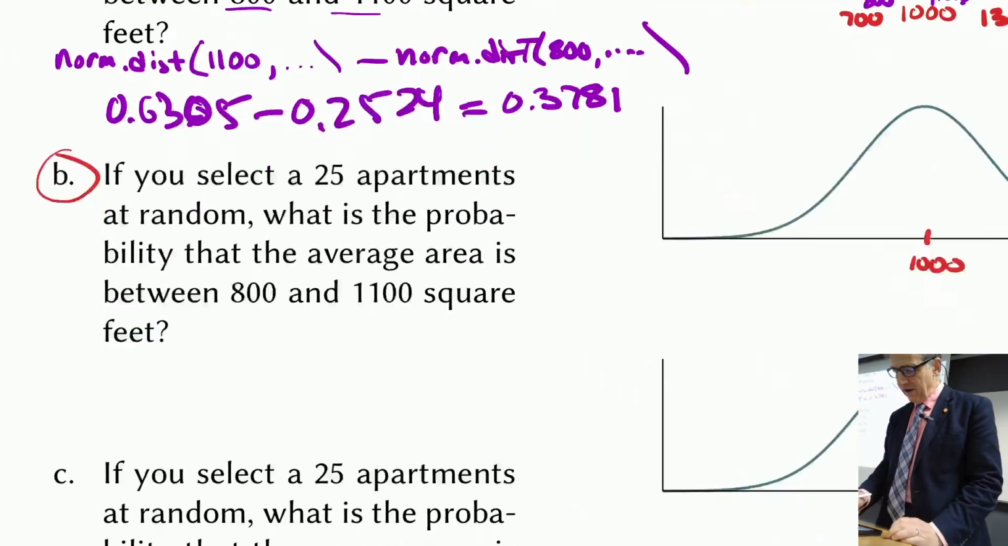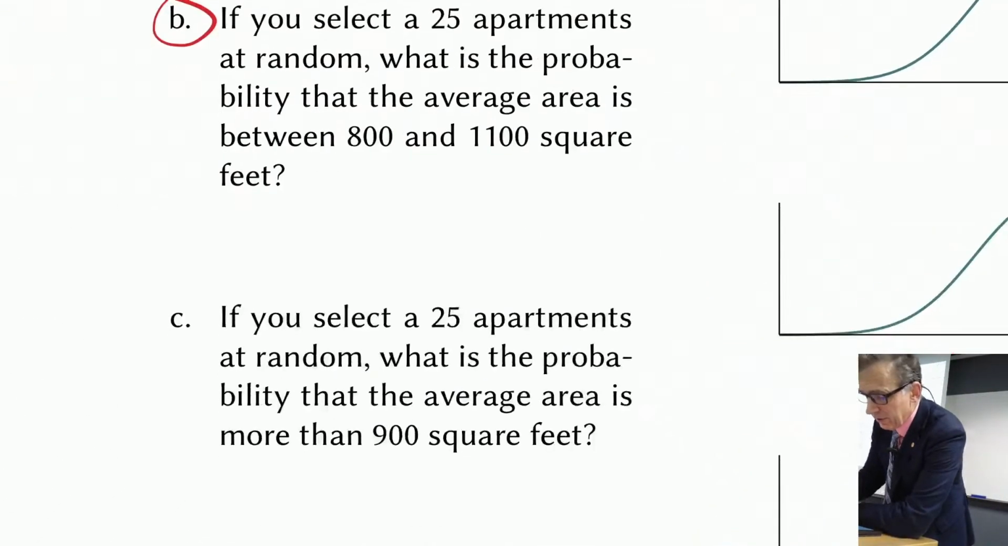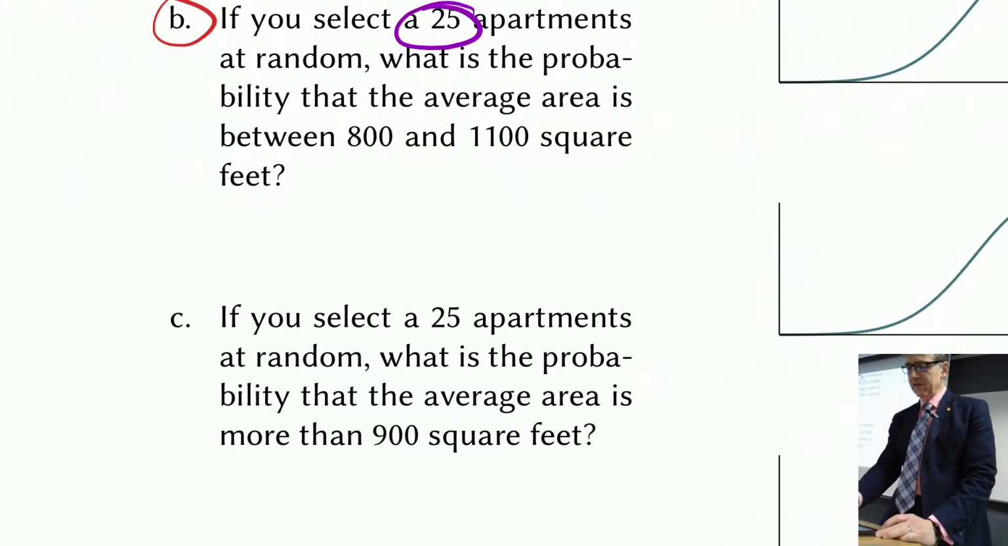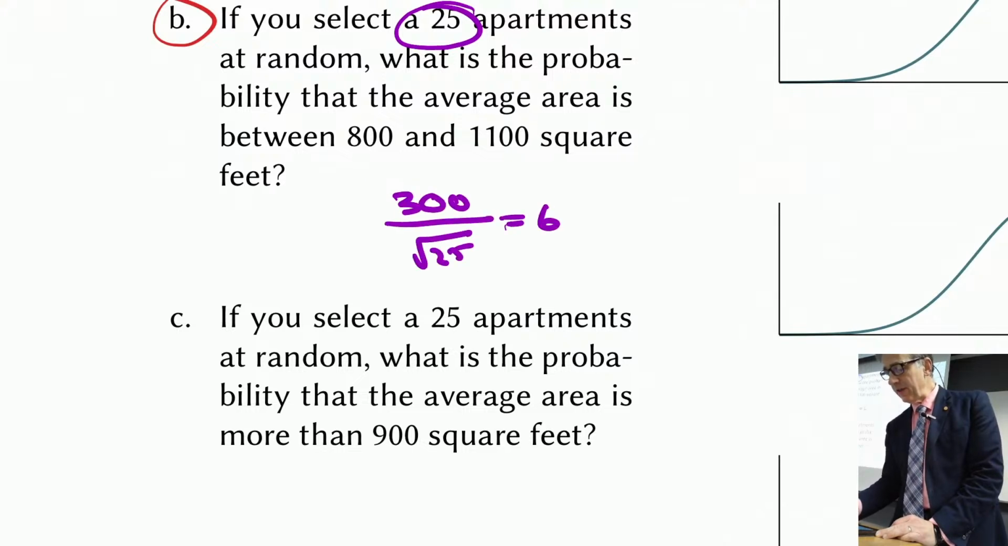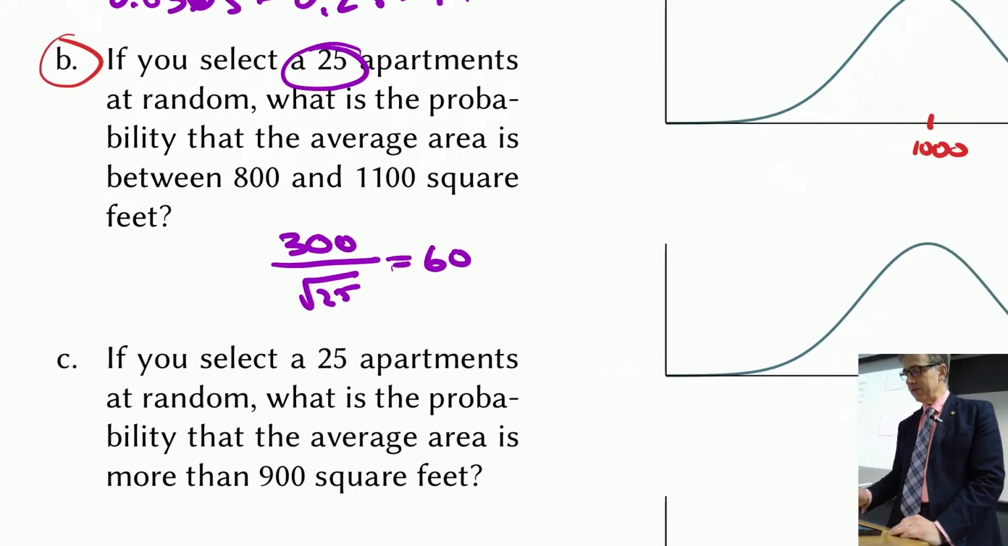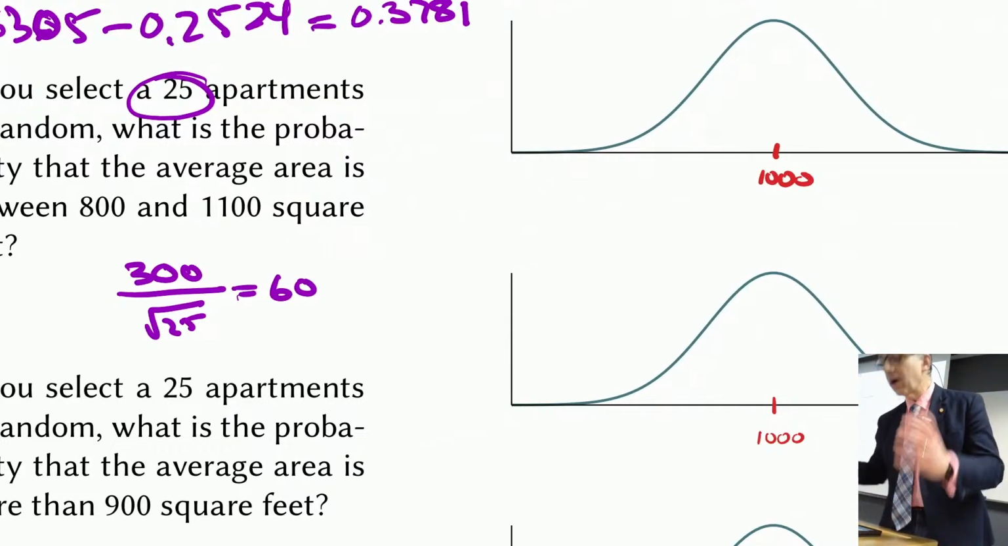About the test. Okay, so for this one, same deal. You'll notice that we're averaging together 25 apartments, and so the new standard deviation will be the old standard deviation divided by the square root of 25. You can do this on your calculators if you need to, but it's pretty straightforward. The square root of 25 is 5.